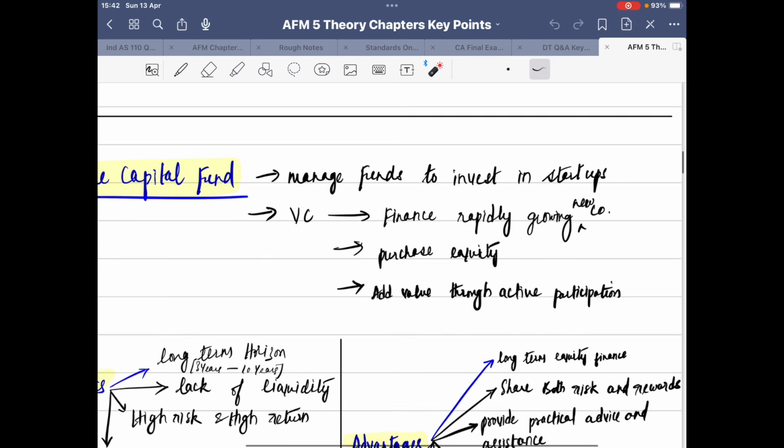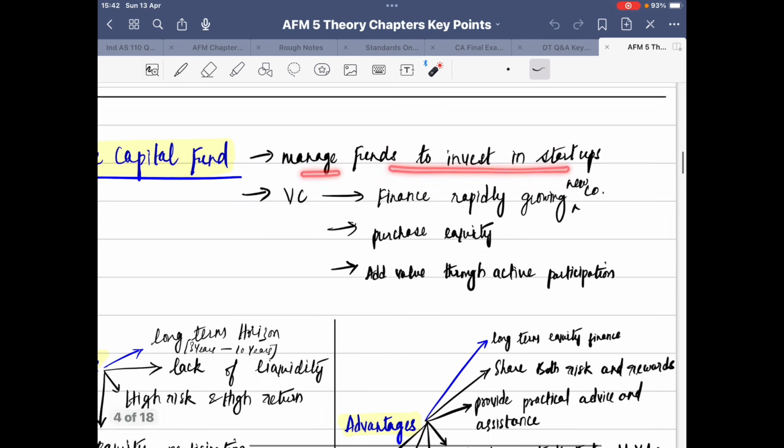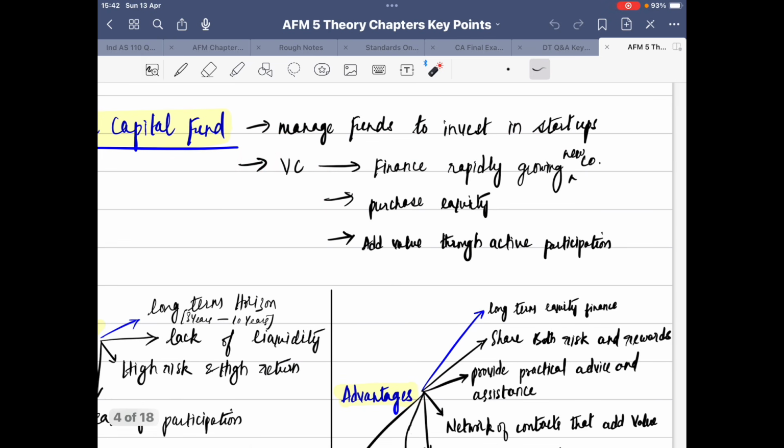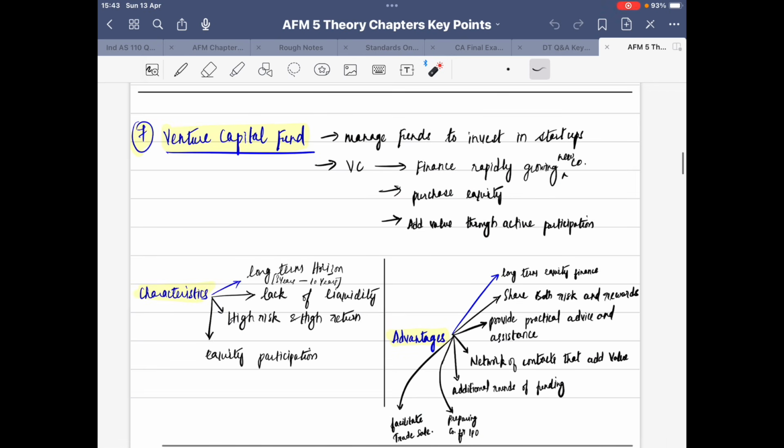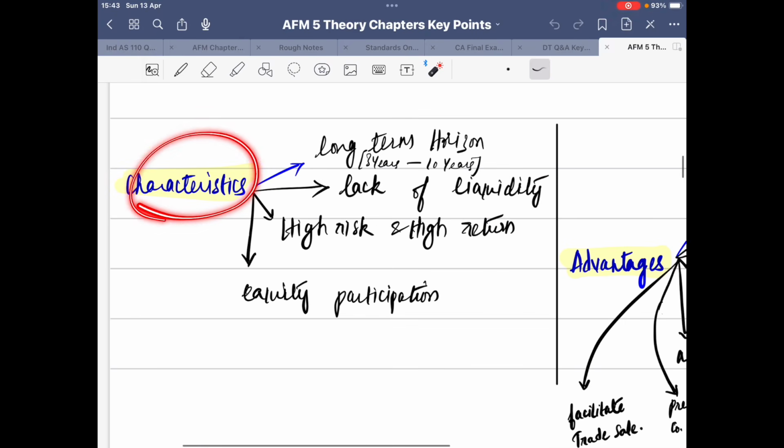Venture capital fund: manage funds to invest in startups. Venture capitalist: finance rapidly growing new company, purchase equity, add value through active participation. Characteristics: long-term horizon 3 years to 10 years, lack of liquidity, high risk and high return, equity participation.